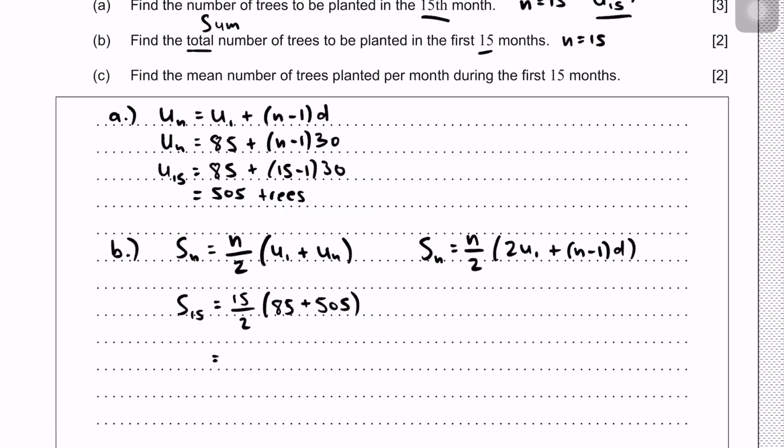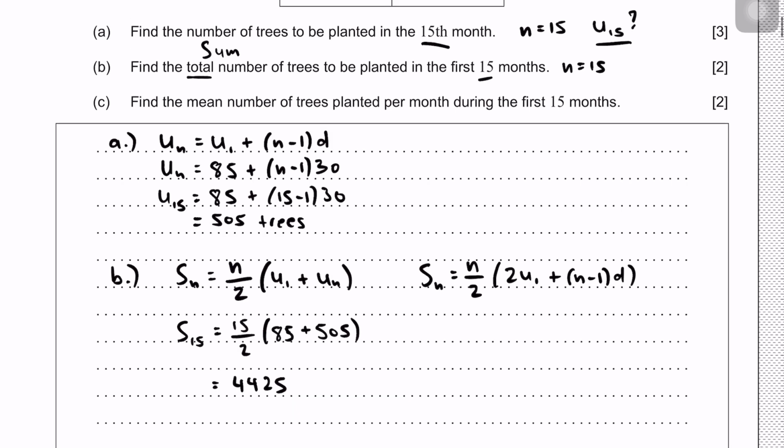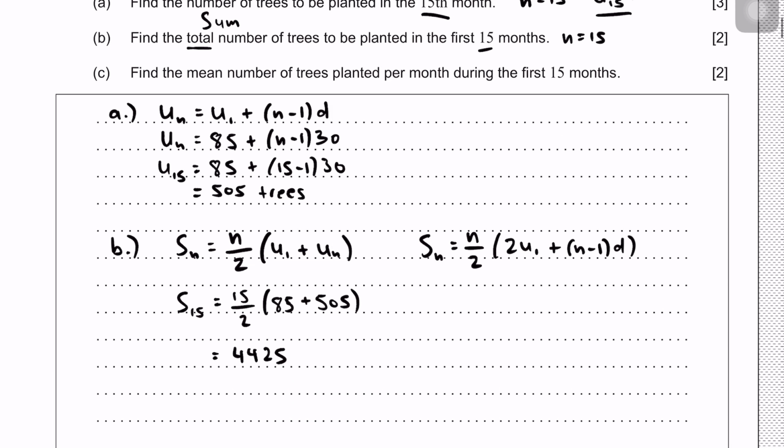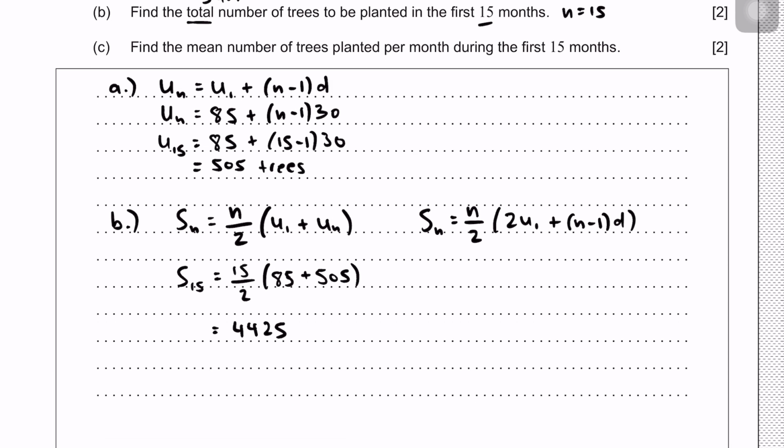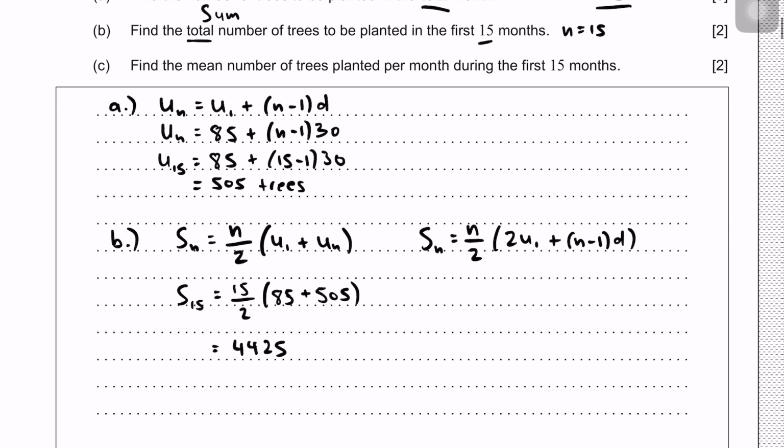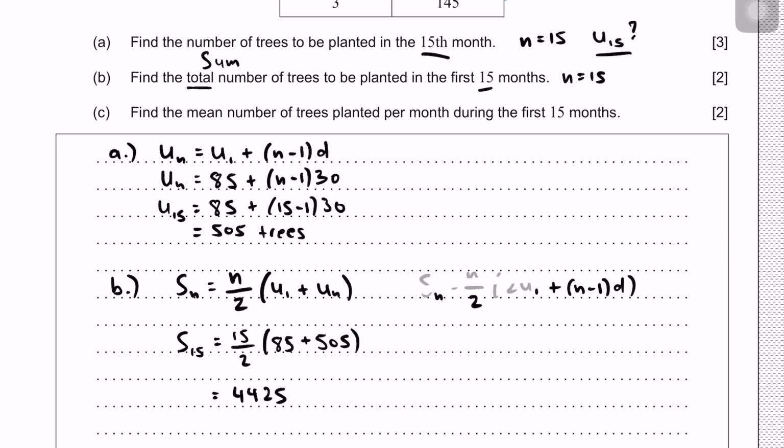So let's write that out. This is 4,425 trees. Okay. Let's go on to question C. Let me erase this and we'll write C right here.